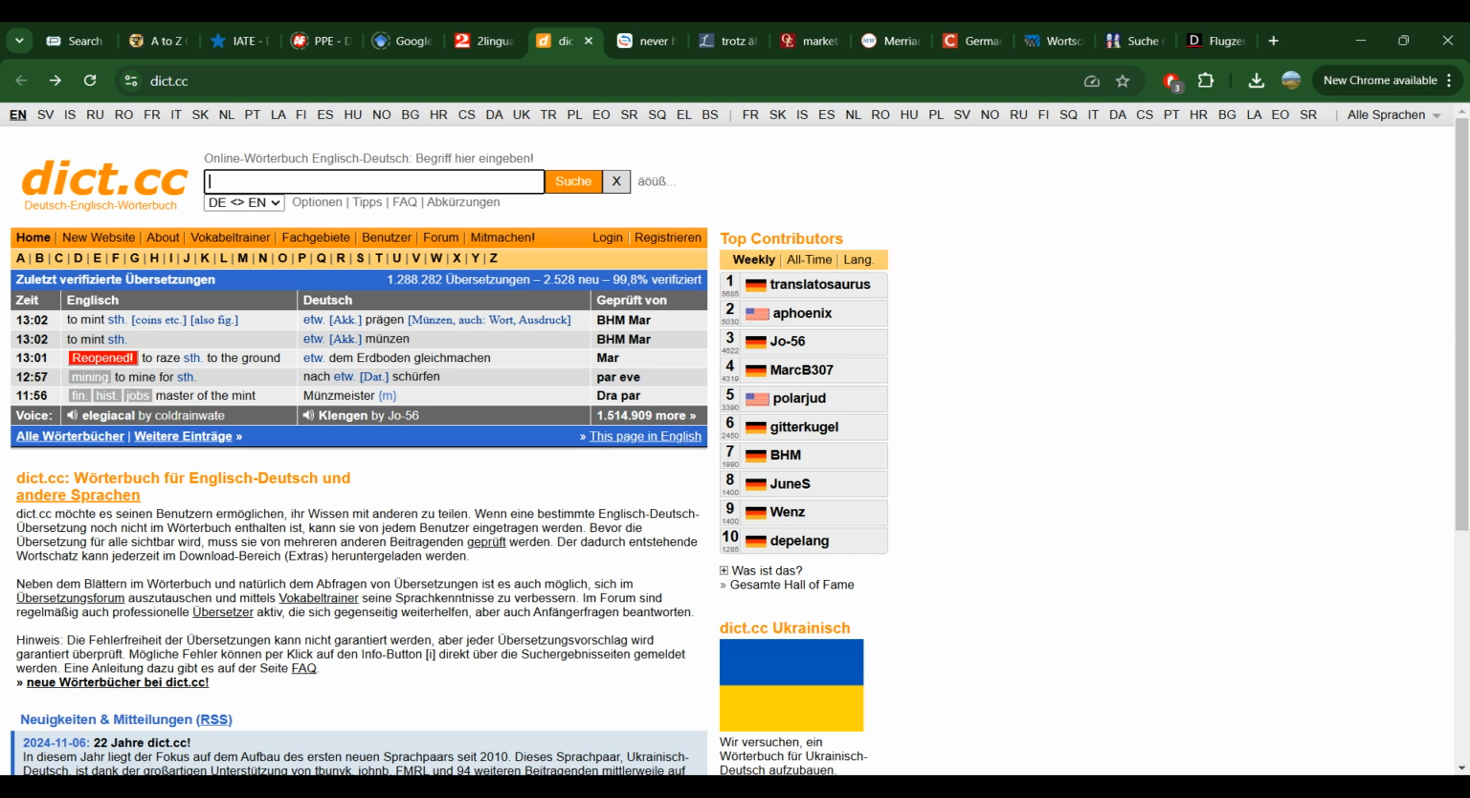The last dictionary I have is Dict.cc. I don't really use that too much. This is when I have to just quickly know something. But yeah, I mostly use the Collins one. I just have this also in my bookmarks, but I don't have it open all the time.